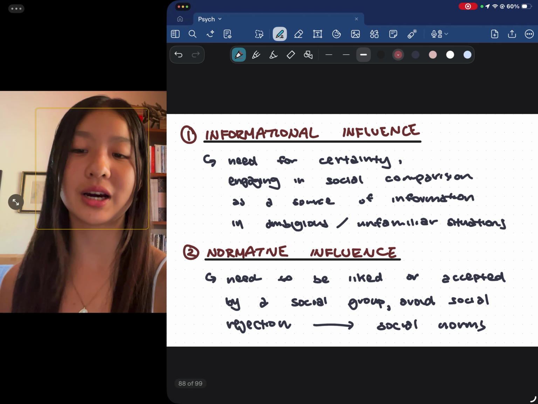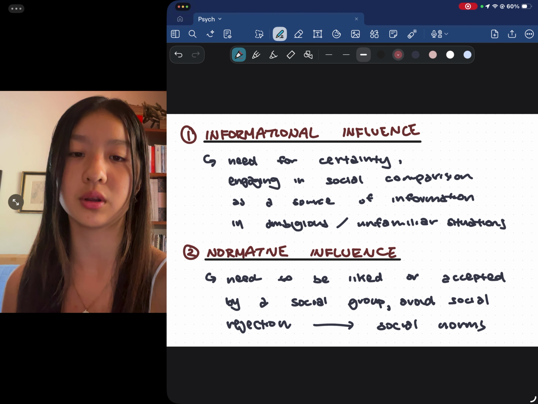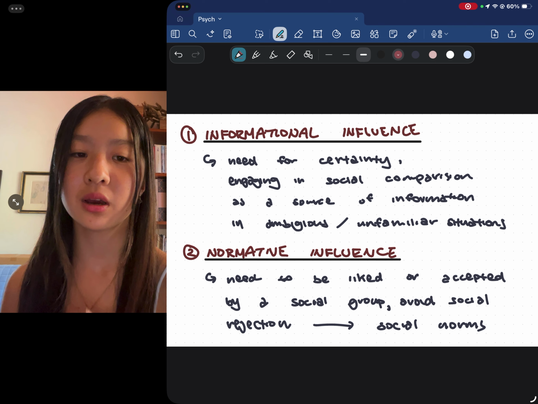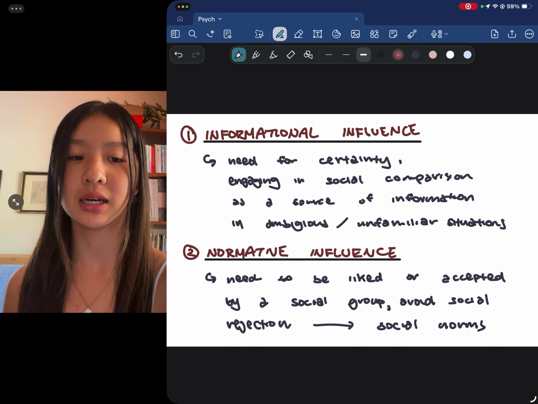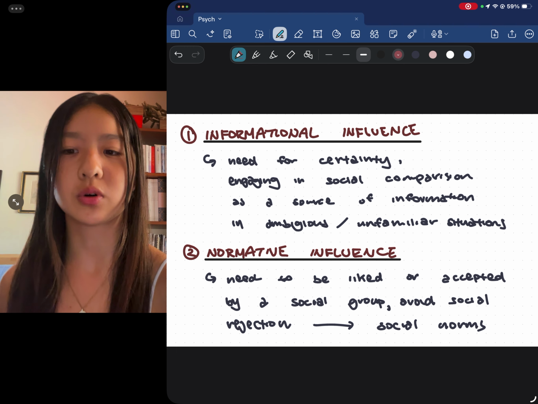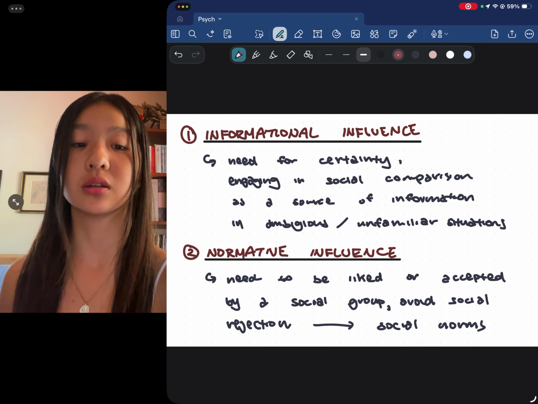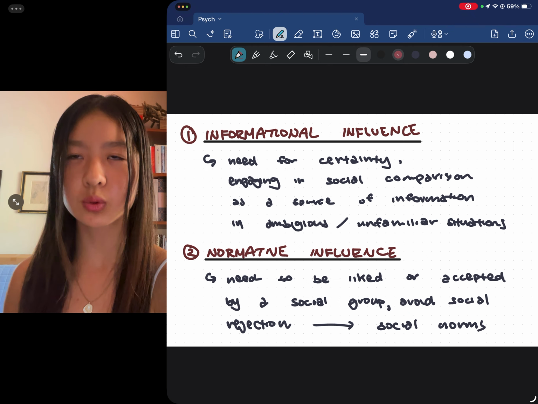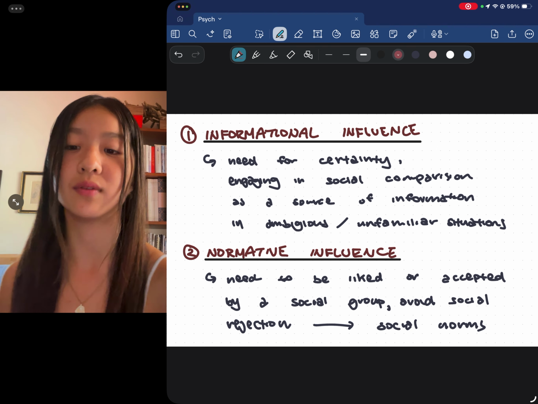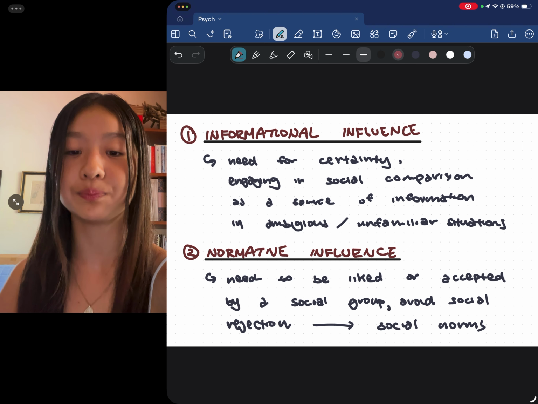So there are two types of conformity. There is informational influence and there is normative influence. Informational influence is a desire to be seen as normal, a desire to fit in and to engage in social comparison to those around us as a source of information for whether or not we are behaving the way we are supposed to in ambiguous or unfamiliar situations.